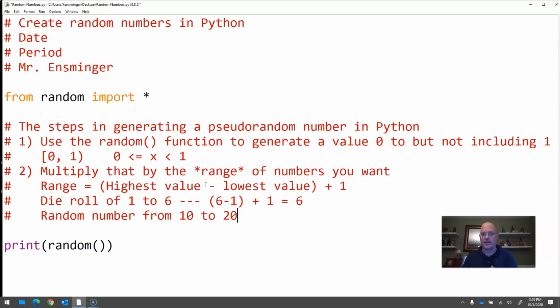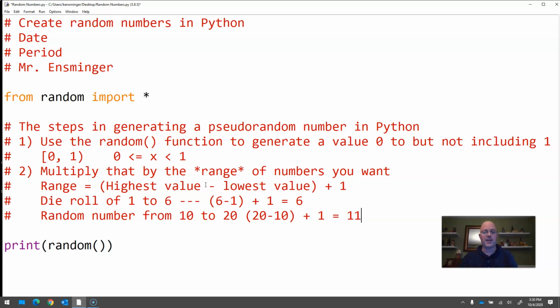You wouldn't multiply by 20. 20 is not the range. And the range is also not 10. If I gave you a math book and said, do homework problems 10 to 20, you're not doing 10 problems. You're doing 10, 11, 12, 13, 14, 15, 16, 17, 18, 19, 20. You're doing 11 problems. So 20 minus 10 plus 1 would equal 11, not 10, not 20.